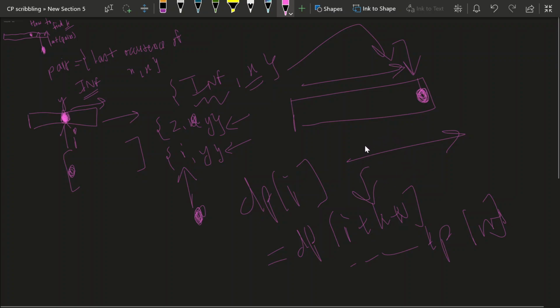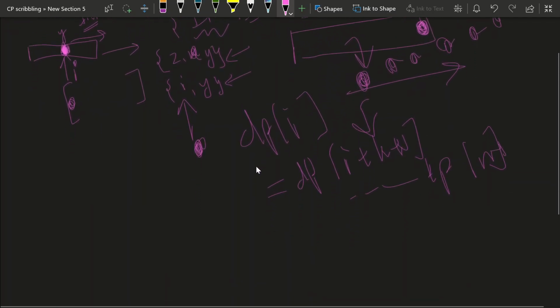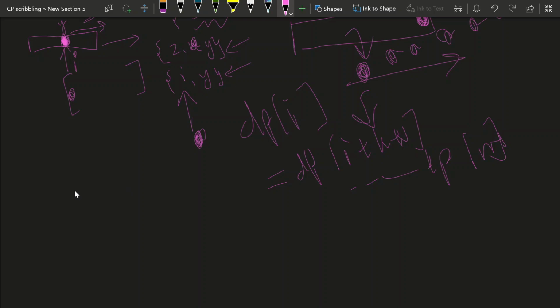And what you can observe is that, if you are at DP of I plus k plus 1, then all the other values will get added, right? So you can maintain a suffix sum. This is a very cool trick in DP that you can store your suffix sums.